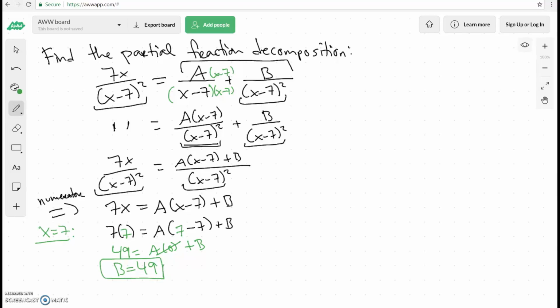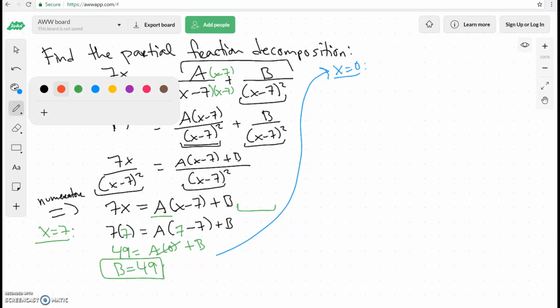Now usually, in order to solve for A, the B term would have another factor, but in this case it doesn't. We can't plug in 7 again, so we have to plug in another value. Does the value really matter? Not really, and I'll show you. Let's say I wanted to plug in x equals 0. So I'm going to have 7 times 0 equals A times 0 minus 7 plus B.